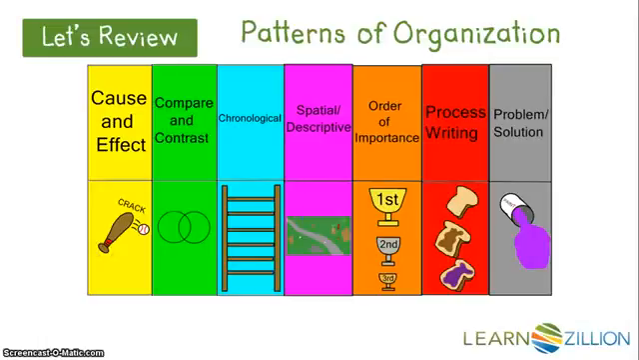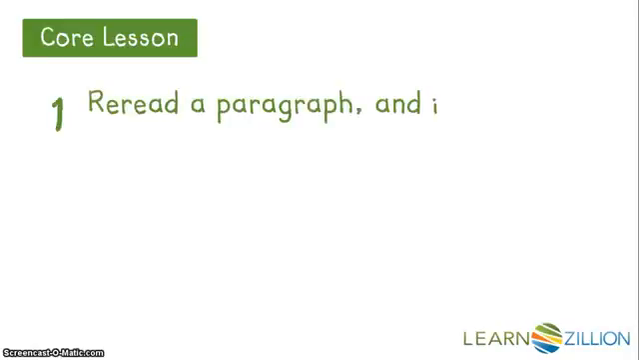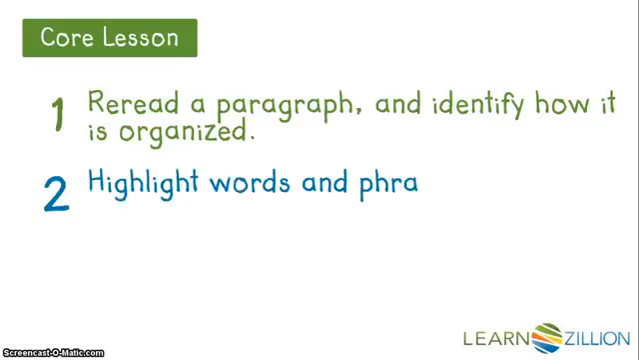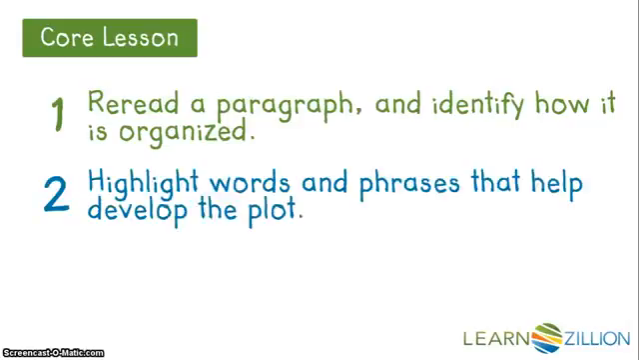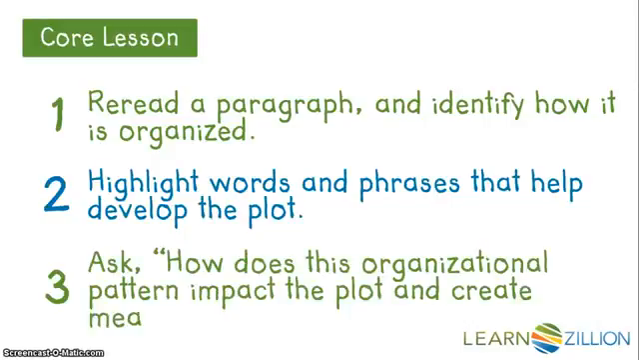So when we are trying to identify the text structure and how it contributes to the meaning of the overall text, we're going to follow these 3 steps. First, we will reread a paragraph and identify how it is organized. Then, we will highlight the words and phrases that help develop the plot. And third, we will ask ourselves, how does this organizational pattern impact the plot and create meaning in the text?